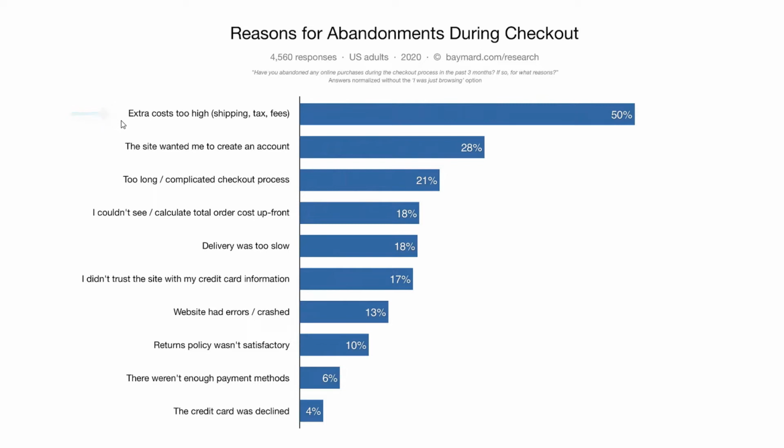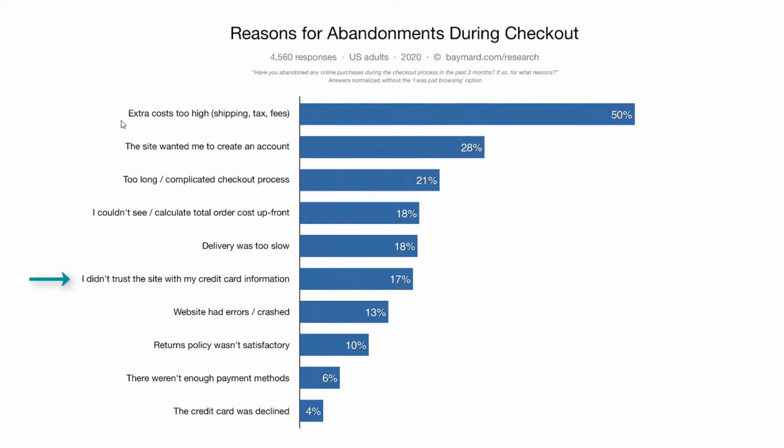These are the totals. Next: the site wanted me to create an account, and then too long, complicated checkout process. These two are related to form design, your website form design, and the friction that we already talked about: reduce the friction. Next is again, I couldn't see or calculate total order cost. This is again related to hidden costs, shipping, taxes, fees. Delivery was too slow. That is one major reason. So make sure that you are informing your user how long it is going to take.